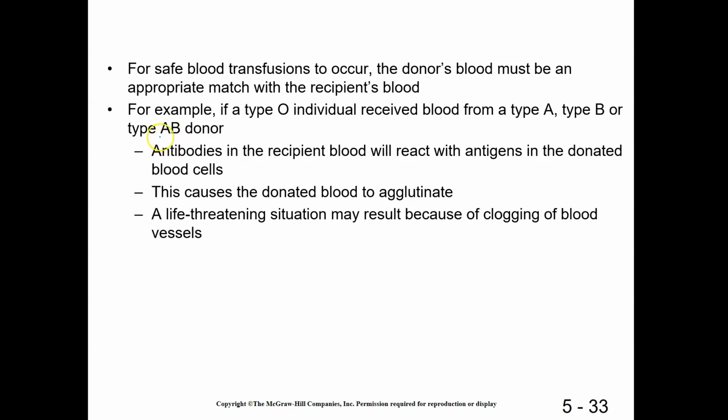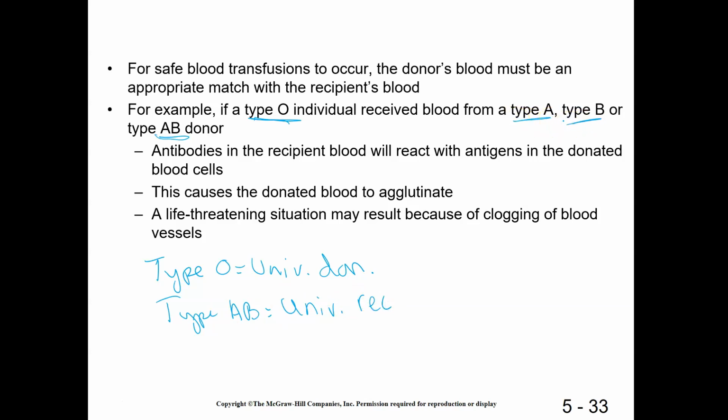On the other hand, type AB is a universal receiver, can take anybody. So O is the universal donor, okay? And then type AB is the universal receiver. A and B must have AB or O, all right? It is extremely life-threatening if you get the wrong blood type. So it's always good to know what your blood type is. If you don't know, you can ask your doctor.